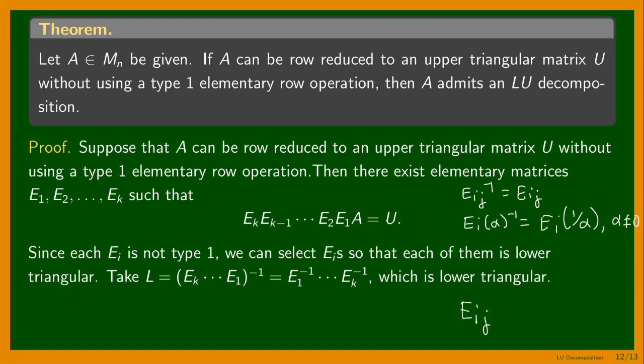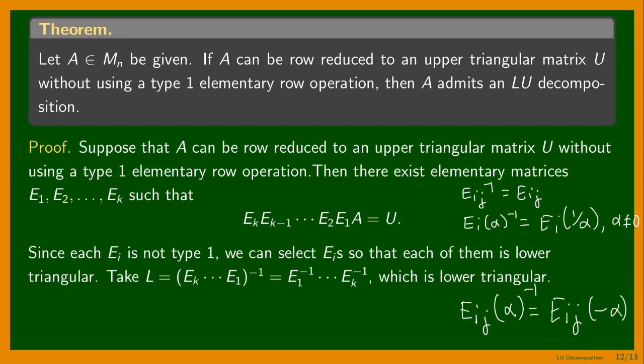And to undo this operation, do you remember this? You just do the same type 3, but then you put a minus sign. Do you see it? Type 1, type 1, type 2, type 2, type 3, type 3. So if none of these is type 1, all of these are either type 1, 2, or 3, which are lower triangular. Therefore, the product is lower triangular.